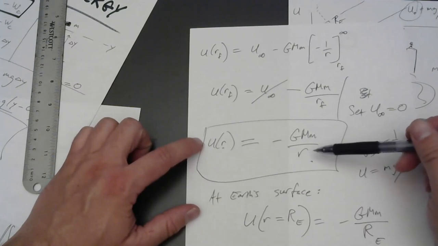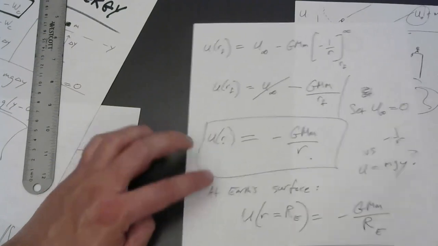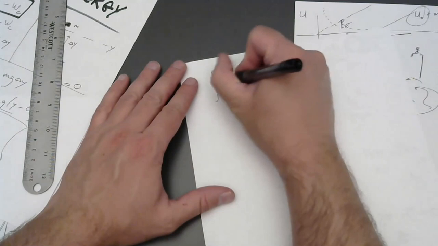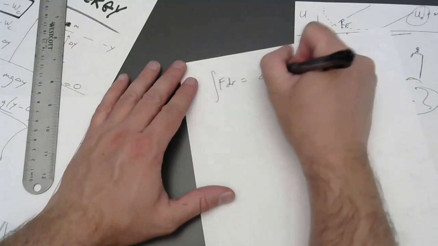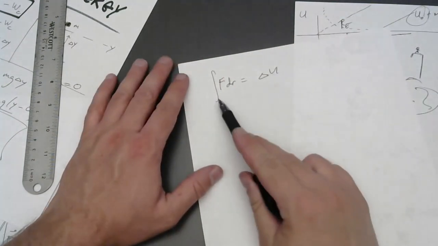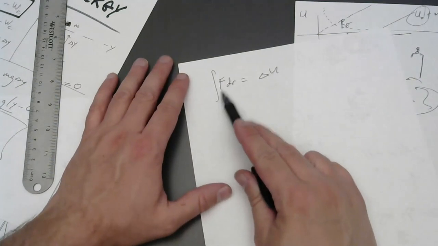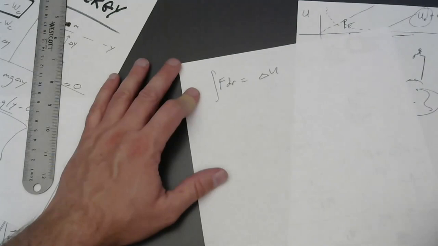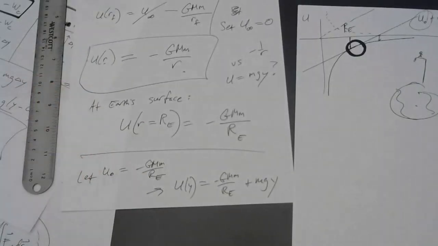It's not an inverse square law. So it's really easy at first to confuse those two. Don't forget that the integral of force is basically potential energy. So if you're integrating an inverse square law, that's why you wind up with a 1 over R potential. So 1 over R potential, but a 1 over R squared force.